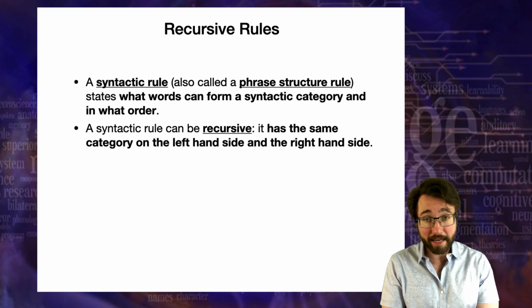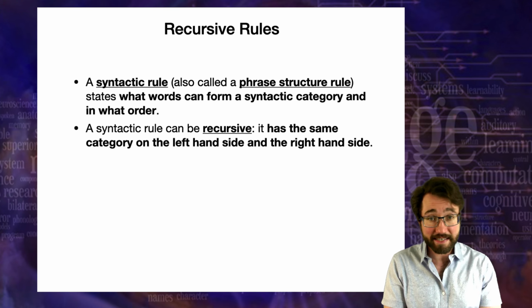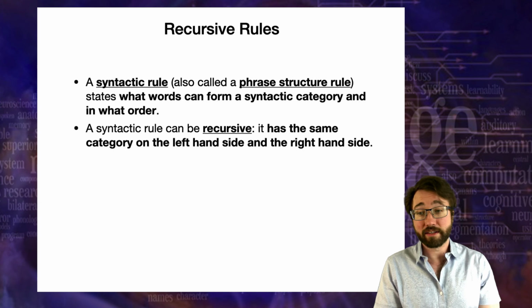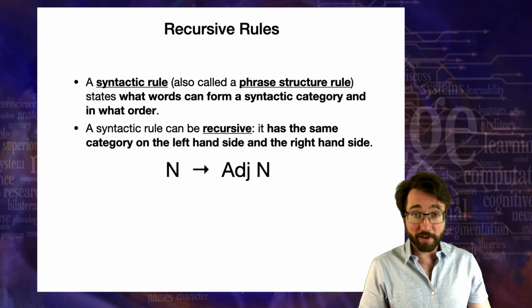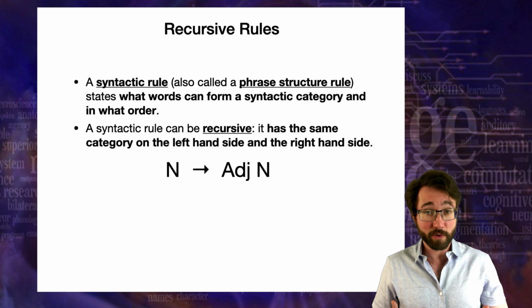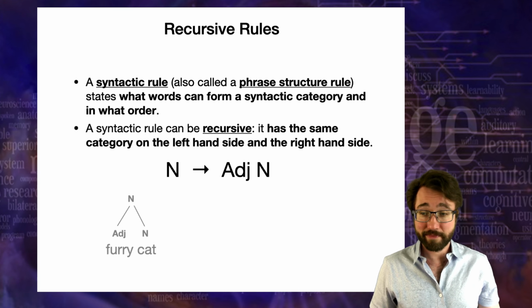So a syntactic rule can be recursive. That means that it has the same category or categories on the left-hand side as it has on the right-hand side. This is here an example of a recursive rule. We'll see that there are other recursive rules in the English language.